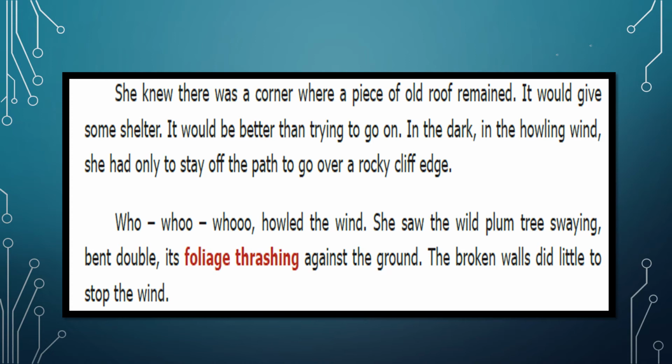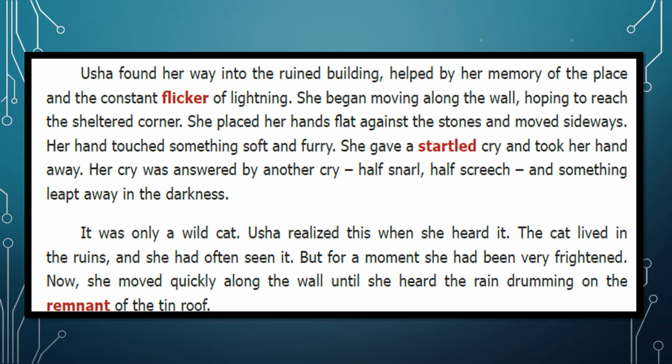As Usha was walking, she saw a corner where a piece of old roof remained, and she thought it would give her some shelter. And instead of walking in the dark, she thought she may go there, take shelter, and after the wind and the rain stops, she can continue.